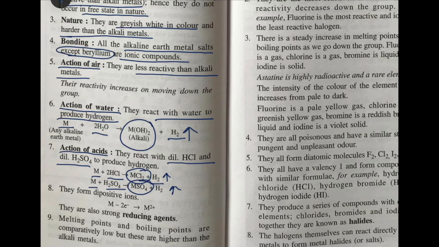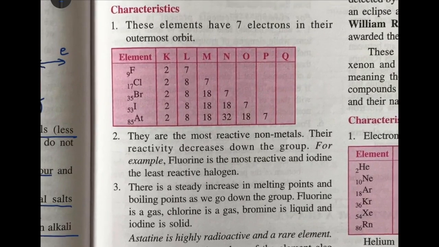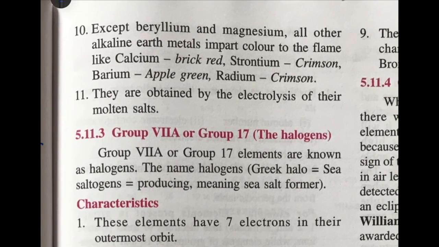Since they have 2 electrons in their outermost orbit, they give away the 2 electrons and form di-positive ions. And remember, they are very strong reducing agents. When you look at the melting point and boiling point, you will see that they are low but higher than the alkali metals. Except beryllium and magnesium, all other alkaline earth metals give a certain color to the flame when they are burning.